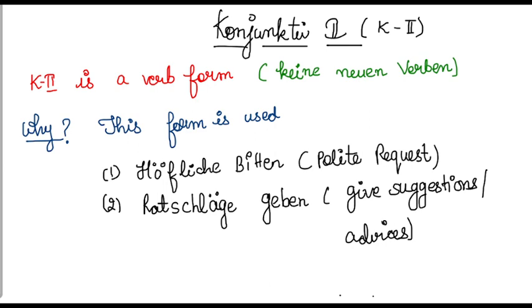Okay, so first, you are supposed to make a kind of polite request. Okay, for example, could you please give me your pencil. Next one, Ratschläge geben, just giving suggestions. Like in English we say you should go to the doctor. Okay, you are ill, you should go to the doctor. Some kind of suggestions are there.